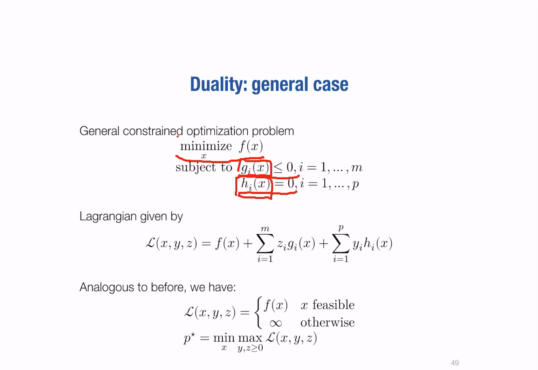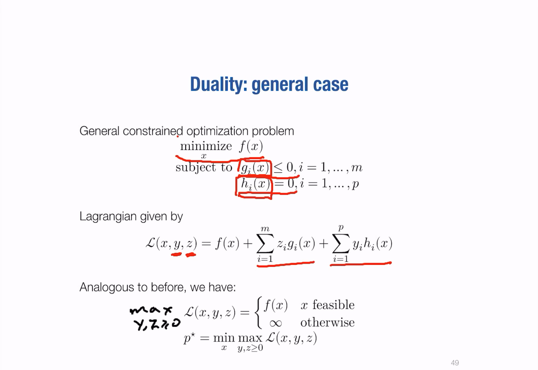We can define the Lagrangian in a similar way. We define the Lagrangian in terms of some dual variables, y and z. The y terms multiply the equality constraints, whereas the z terms multiply the inequality constraints. And just like before, we have the same property, sorry, I should say that this is a little bit incorrect here. This should really be the max of the Lagrangian over y and z greater than or equal to 0, which is equal to f of x if x is feasible and infinity otherwise.